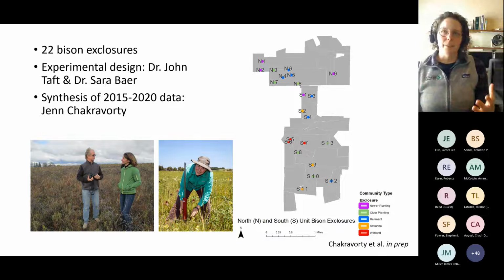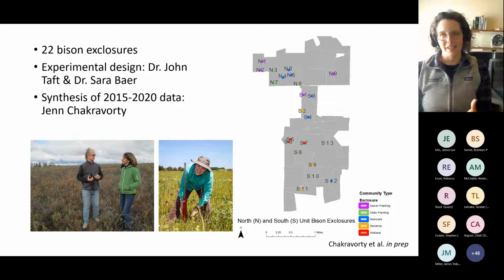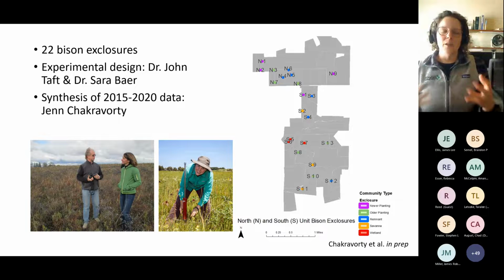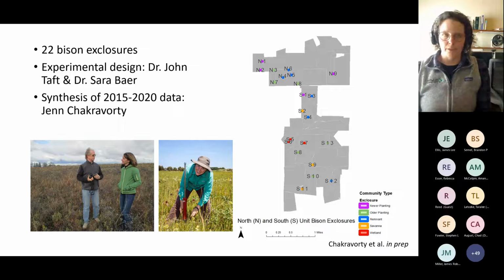And they came up with this experimental design of putting 22 bison exclosures across the preserve to document plant community changes. And in 2019, I was able to bring on board a graduate student from University of Wisconsin-Madison, Jen Chakraborty, to complete the year 5 data and help synthesize the first 5 years of data from these exclosures.